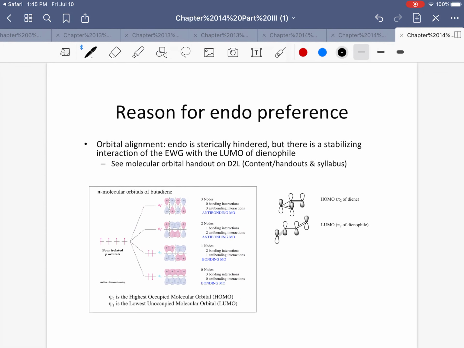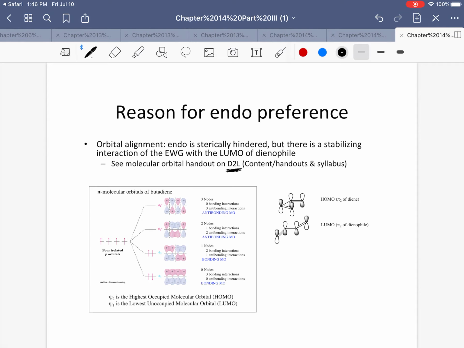The reason for the endo preference comes from the molecular orbitals. Again, there's a handout on D2L. If you were in my class in 3010, we talked in the very beginning about molecular orbitals, and these are the molecular orbitals for a butadiene system, or a diene where you've got 4 p orbitals conjugated.